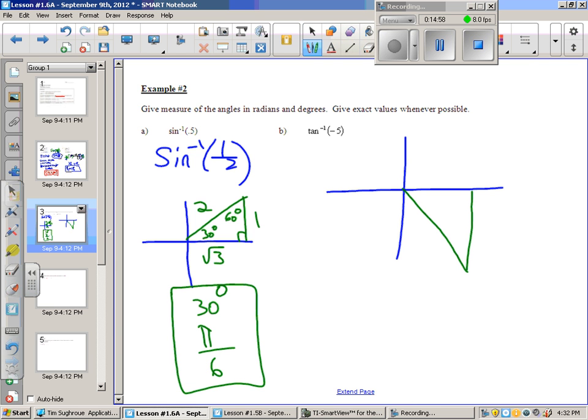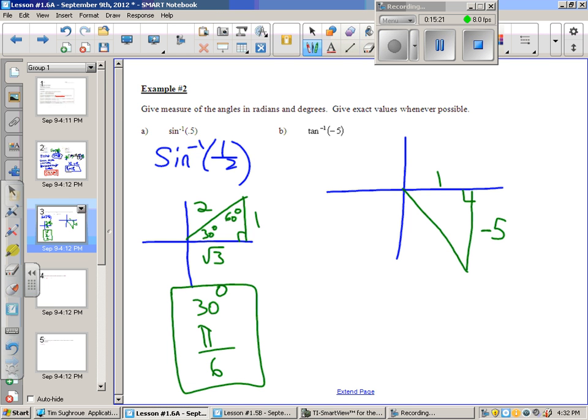Even a whole number like -5 can be written as a fraction. It's -5/1. So I know the opposite, because I'm thinking about SOHCAHTOA, TOA, opposite over adjacent. The opposite is 5. The adjacent is 1. I'm going to make the 5 negative because it's going down. So the nice part about it is the signs will take care of themselves if you draw it in the right quadrant.